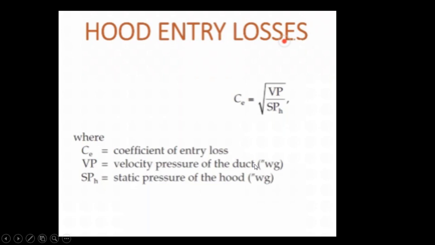Here, one thing is more important to mention. Velocity pressure is in inches of water gauge, and static pressure is in inches of water gauge. This point is very important. If velocity pressure is given in millimeters of mercury and static pressure in millimeters of mercury gauge, then this formula is not applicable. This formula is only applicable to calculate the coefficient of entry losses at the hood. This cannot be applied to calculate the losses inside the duct. This can't be applied when we have the pressures in millimeters of mercury.